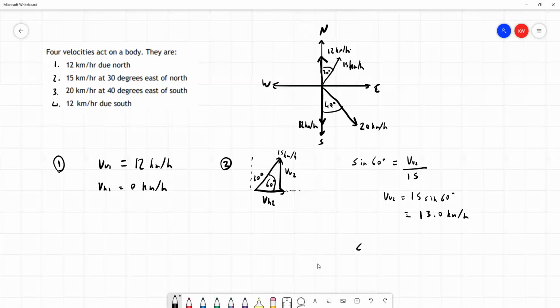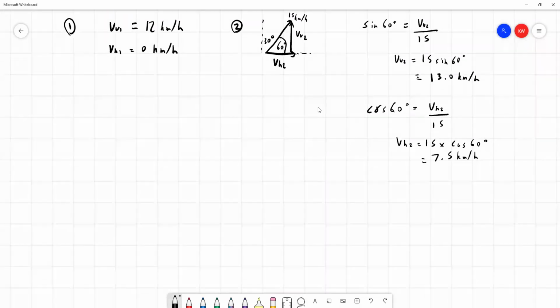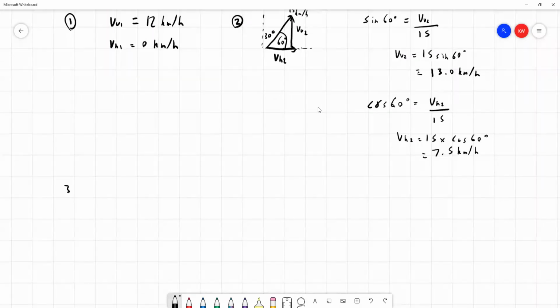And this means that we could work out the same way, but it's going to mean the cos 60 is going to be the adjacent over the hypotenuse. In this case, the adjacent is the horizontal component divided by 15. So the horizontal component is going to be 15 times cos 60. And cos 60 is equal to exactly 1/2, simply 7.5 kilometers per hour. That's vector 2 resolved. So let's look at vector 3 now.